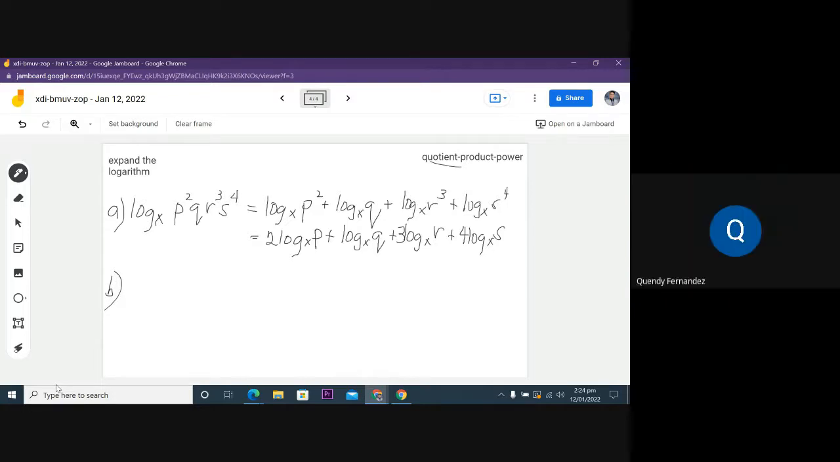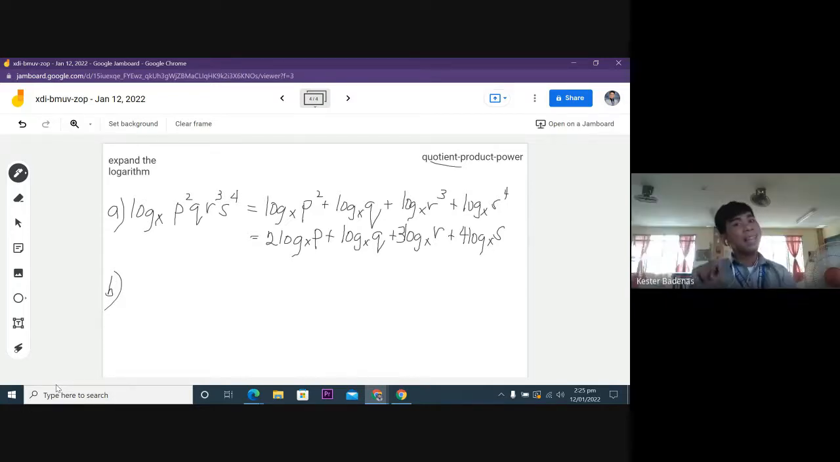Yes po. Okay, isa pa lang yan. Meron pa tayong iba. Next example. We have here logarithm of ab squared c raised to 4 over m with a base b. Okay? So first, gagawin natin yung quotient, product, power steps.